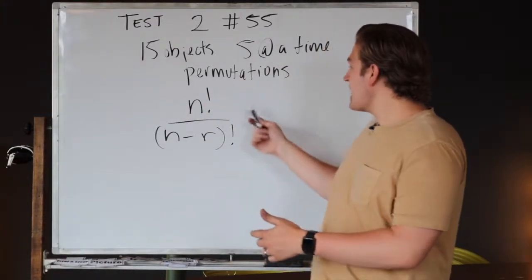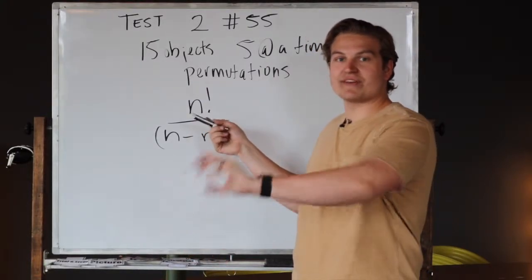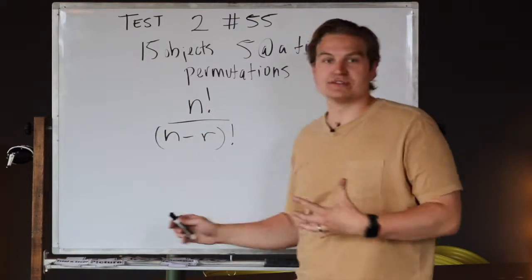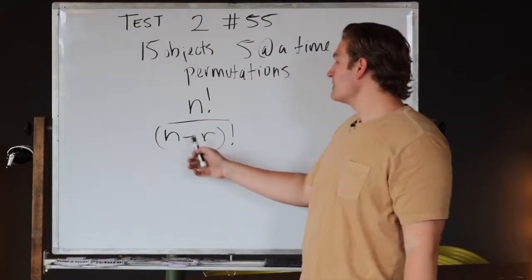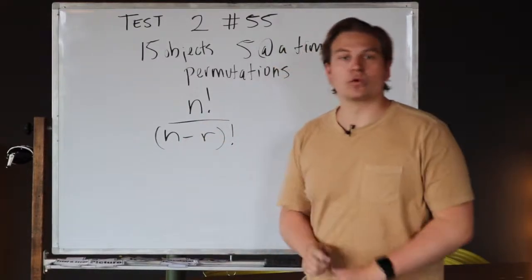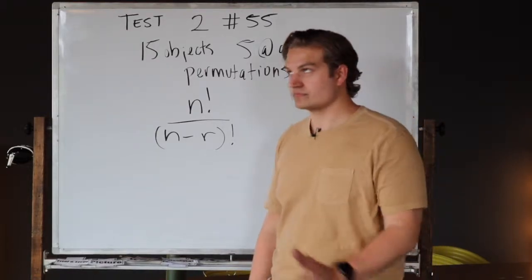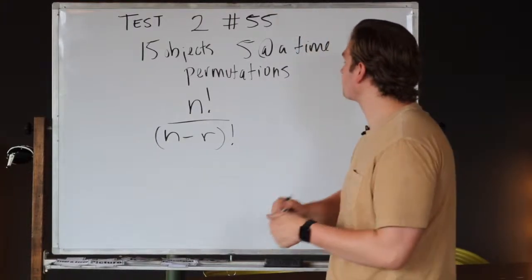So just a quick reminder, this is n objects chosen r at a time. So if I have n objects, and I pick r of those n objects, there are n factorial over the quantity n minus r factorial different ways that those objects can be arranged. Fancy, boring math stuff. Let me just show you how it applies to this problem.